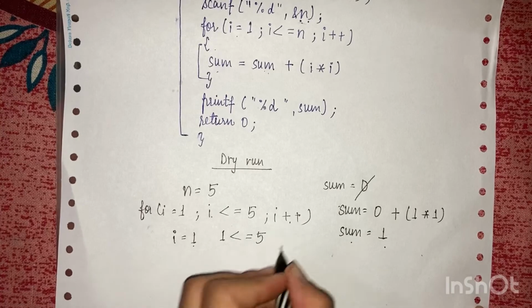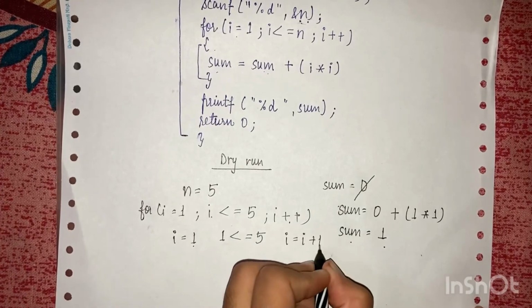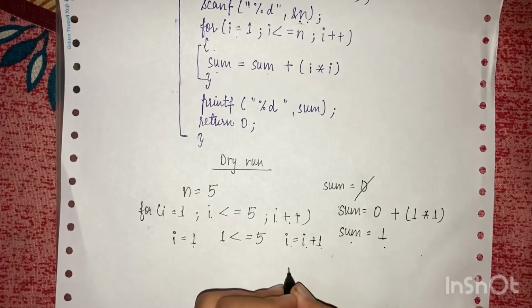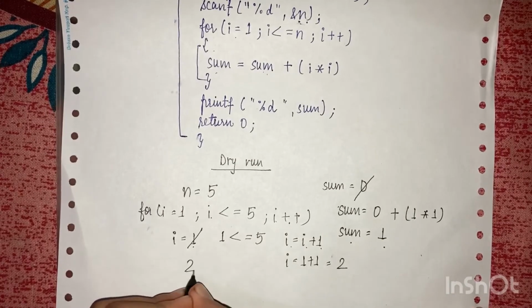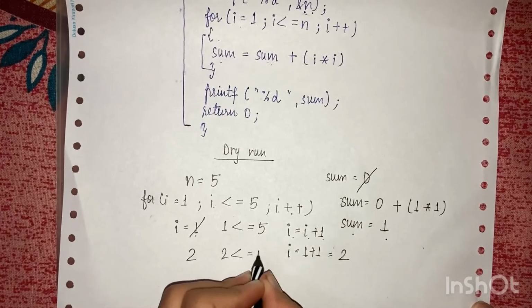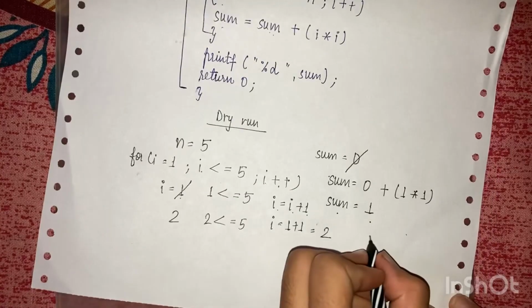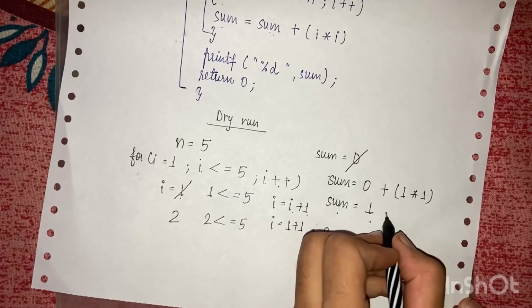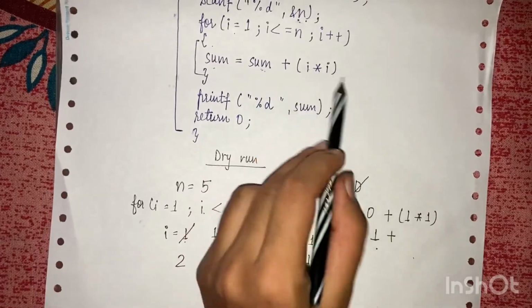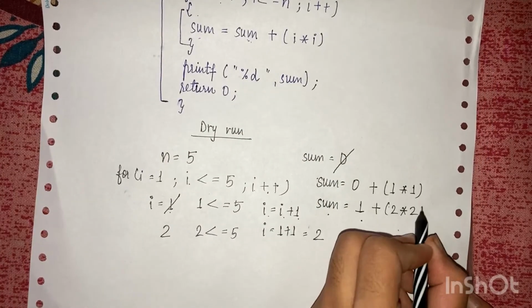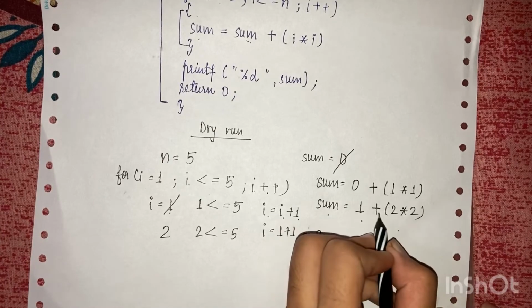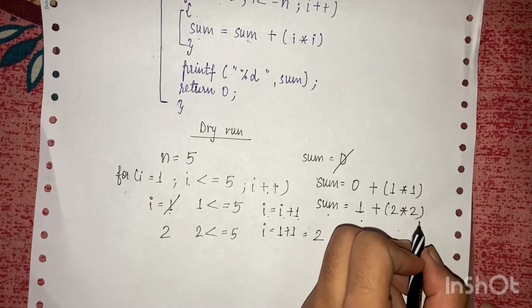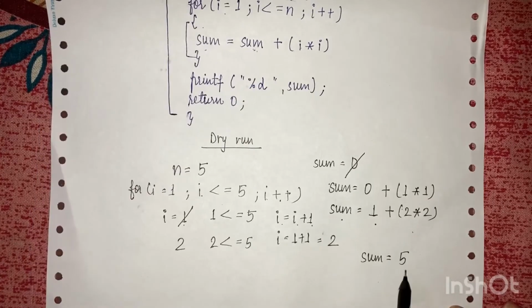Again the updation part, i is equal to i plus 1. So i is equal to 1 plus 1, that is 2. So now i is 2, it is not 1. So 2 less than equal to 5, condition true. So sum will be sum plus 2 into 2, that is sum is equal to 1 plus 2 2s are 4, that is 5. Now the value of sum is not 1, it is 5.